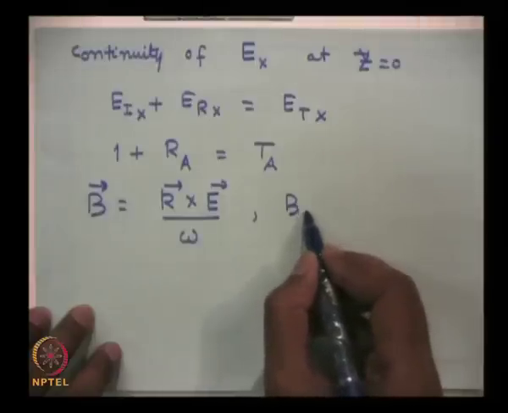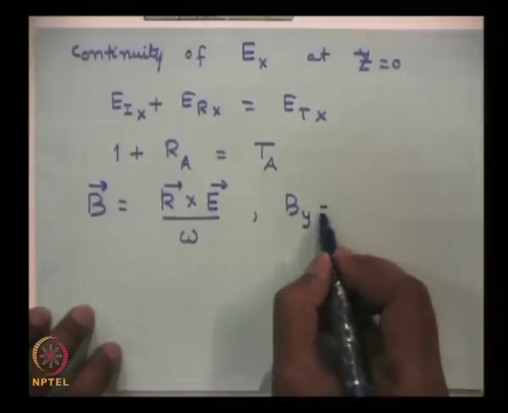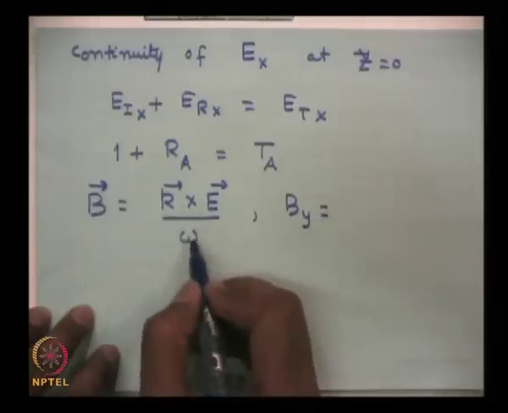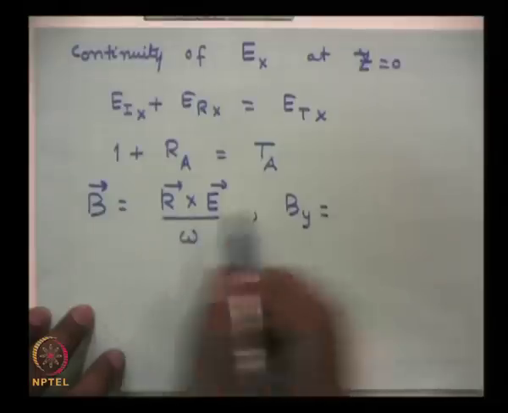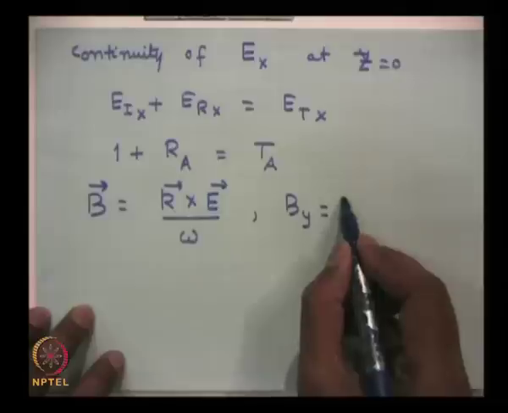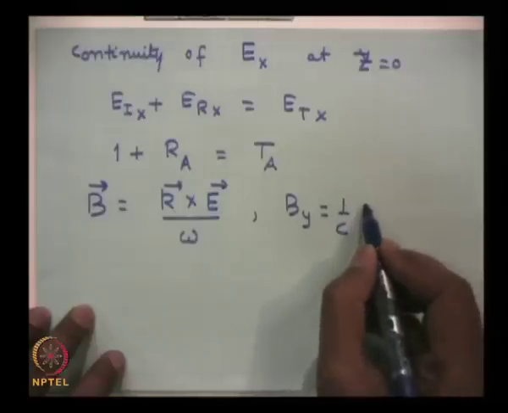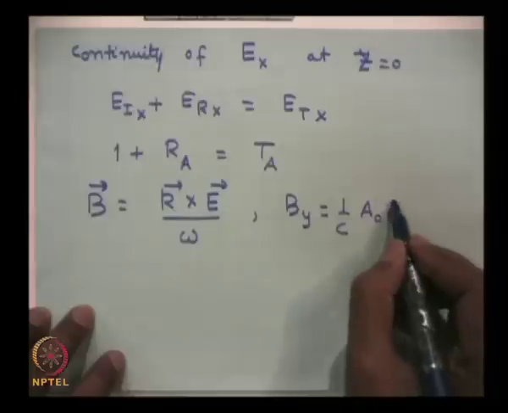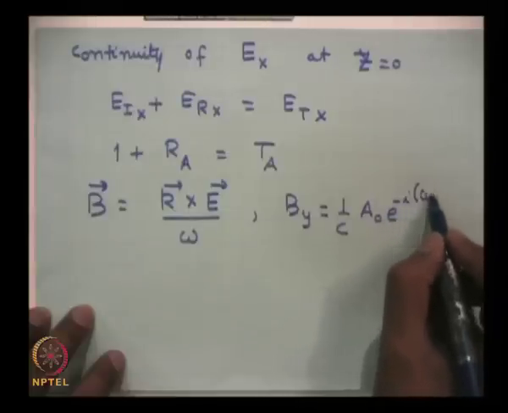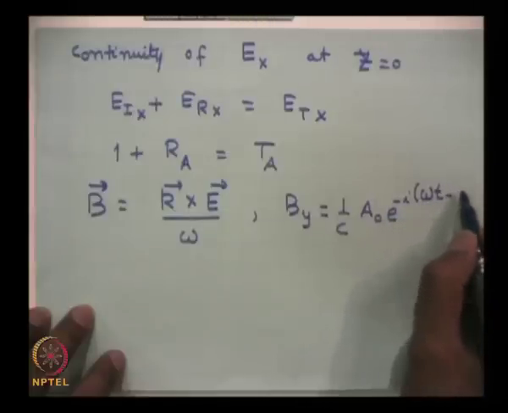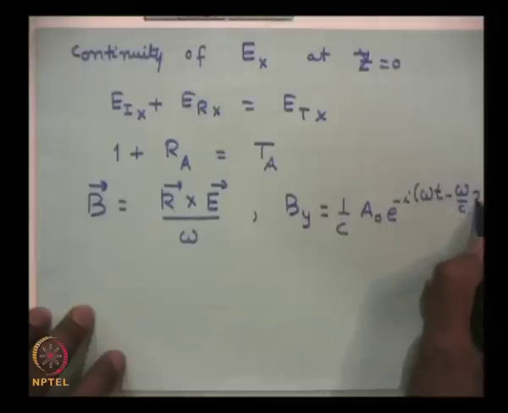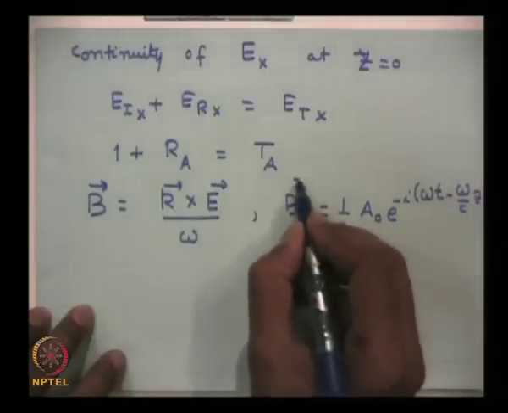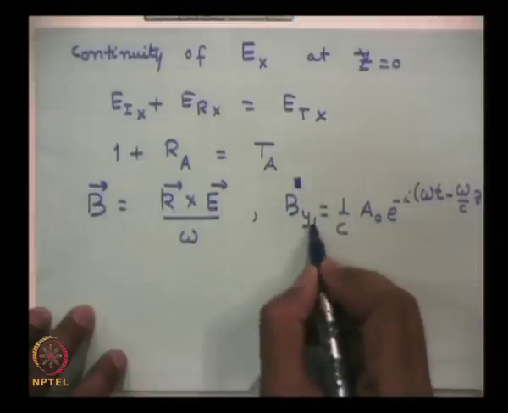So I will write down simply By is equal to, for the incident wave this would be K is omega by C, so this will be 1 upon C A0 exponential minus I omega t minus omega by C into Z. This is the incident. So let me call this as I.